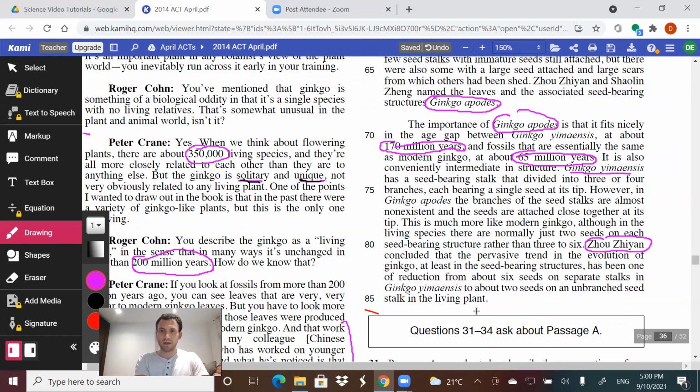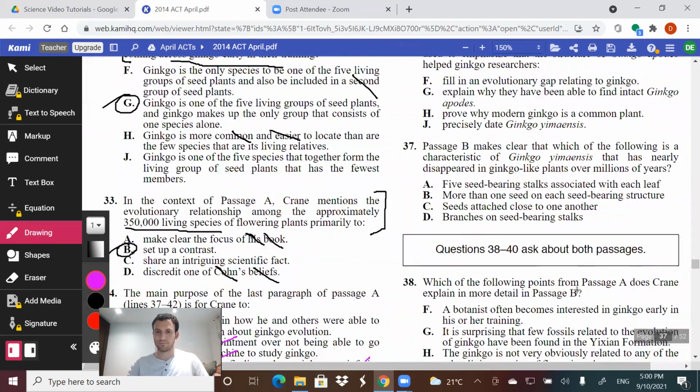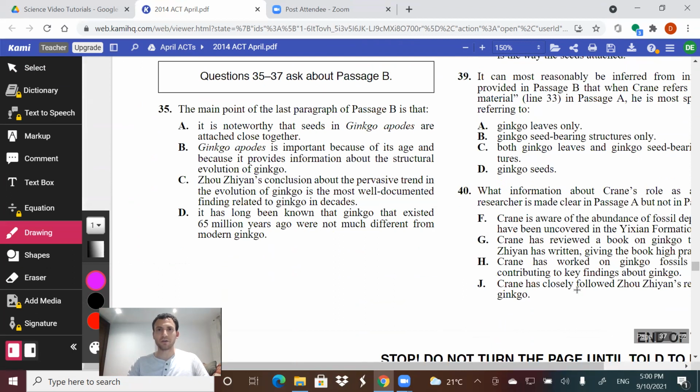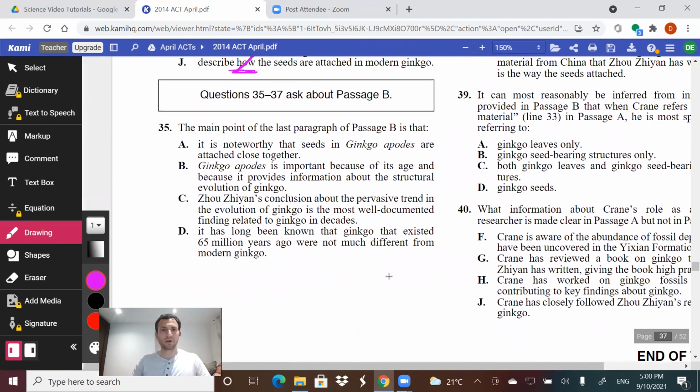Okay, so that's what we got. The key takeaway from this paragraph is that over time, between the ancient ginkgo and the modern one, we just have fewer branches and fewer seeds. I know, fascinating stuff, right? Okay, let's do the questions.